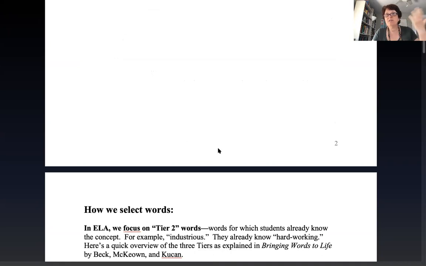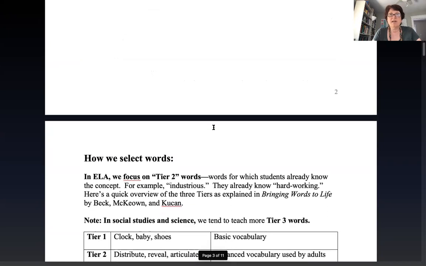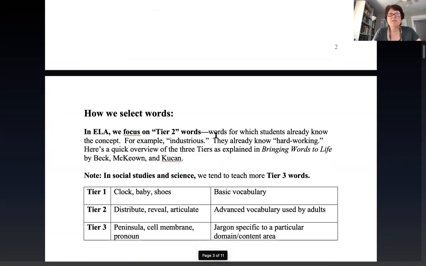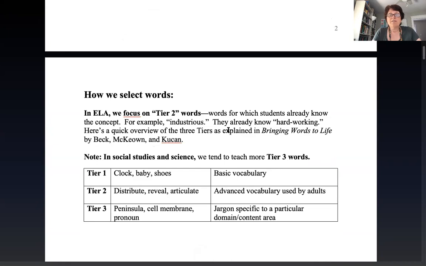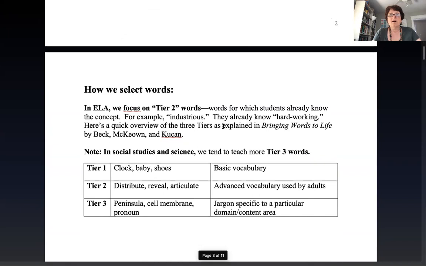So let's say you want to teach 5 words in a week, and you're trying to find what 5 words you want to teach explicitly. And here's what we like to do. We're in ELA class, we're focused on tier 2 words for the most part. Those are words where students already know the concept, but it's another word for that concept. So maybe they know hardworking; industrious would be a tier 2 word that captures that concept.